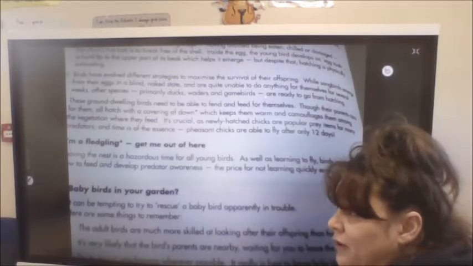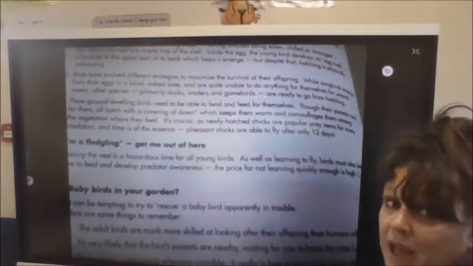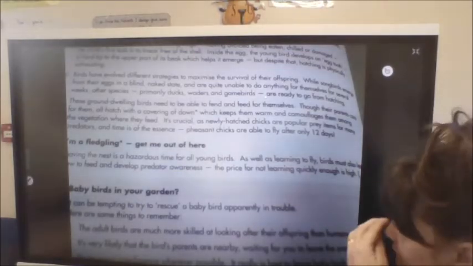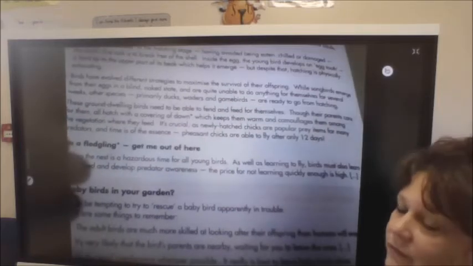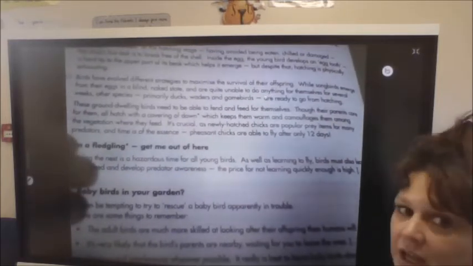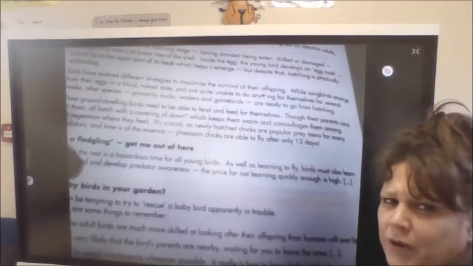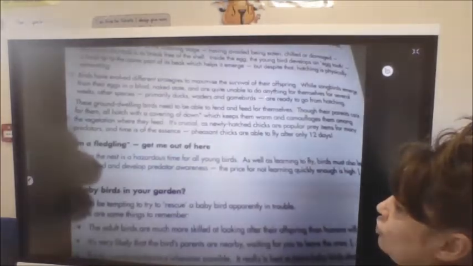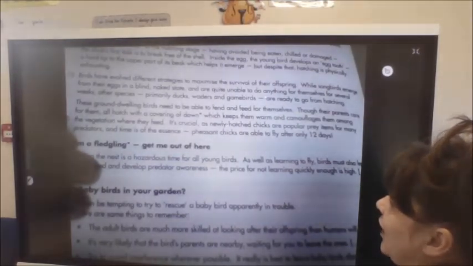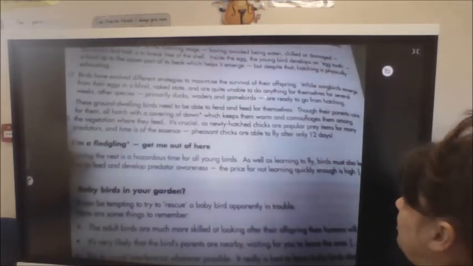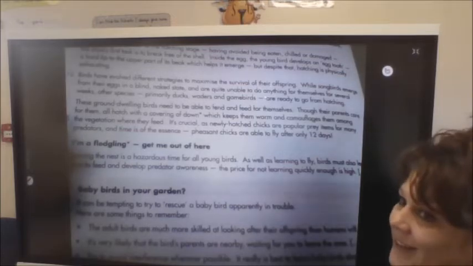So if for whatever reason their parents are delayed, they can't get back, they're going to keep warm for a little while and they're going to be able to look after themselves a little bit, which keeps them warm and camouflages them among the vegetation where they feed. So camouflaging, so they merge in, you have to look really hard to find them. It's crucial, so it's really, really important. That was one of our spellings a few weeks ago. As newly hatched chicks are popular prey items for many predators, and time is of the essence.